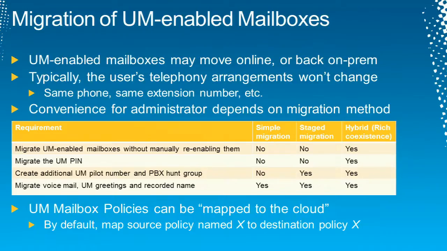Now, how convenient it is going to depend on how you do the migration. There are three kinds of migration, and the terminology has changed a bit over the last 12 to 18 months, but I believe we've converged now on simple migration, staged migration, and hybrid, which used to be called rich coexistence. So if what you want to do is to migrate already enabled mailboxes without manually having to re-enable them when they get to the cloud, you have to use the hybrid method. That will automatically enable the mailboxes for you after they've moved. You don't have to do it again, which is kind of convenient.